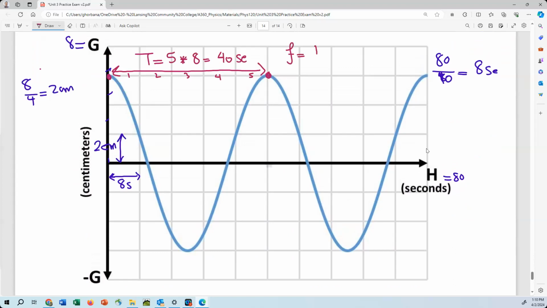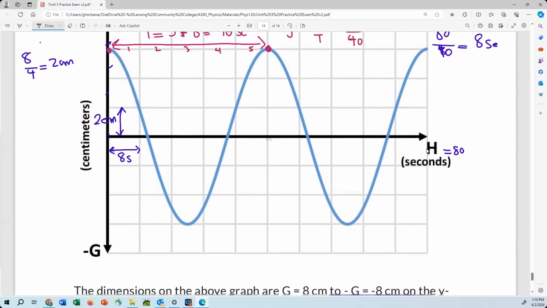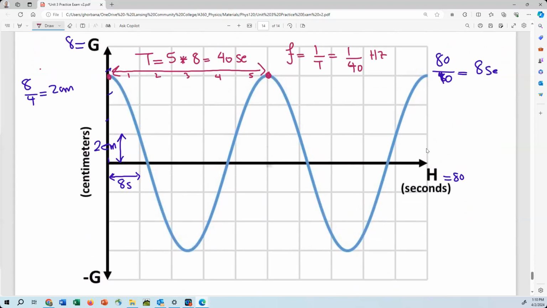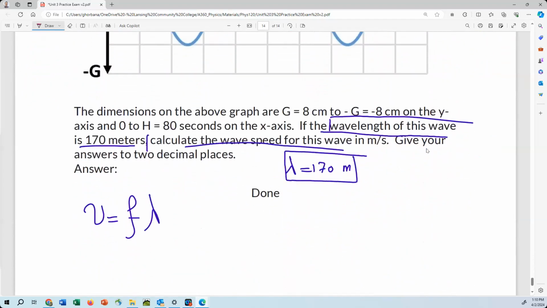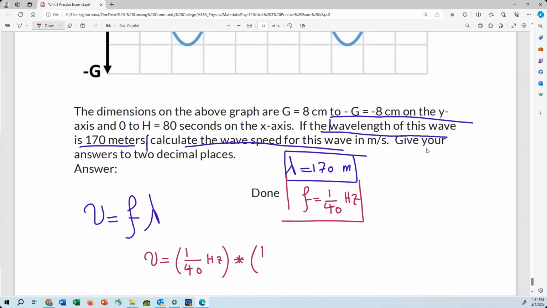The frequency is going to be 1 over t. It's going to be 1 over 40. Good. So we have the frequency is 1 over 40 hertz, and then we have the lambda. So what is the velocity? 1 over 40 hertz multiplied by 170 meter. It's going to be 170 over 40, which is 17 over 4.